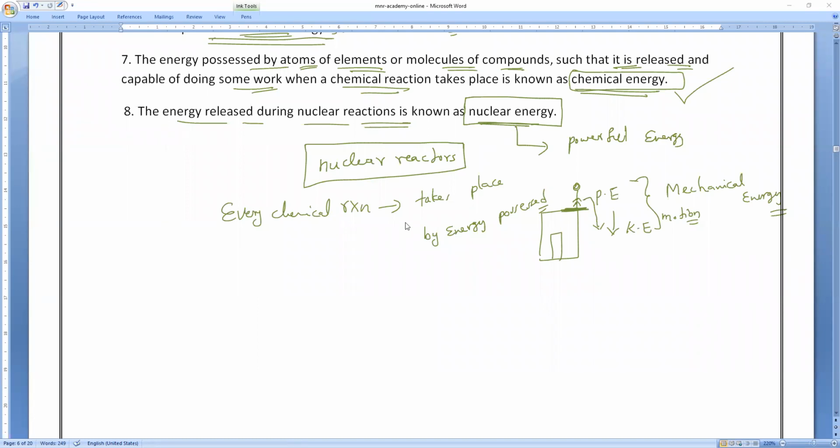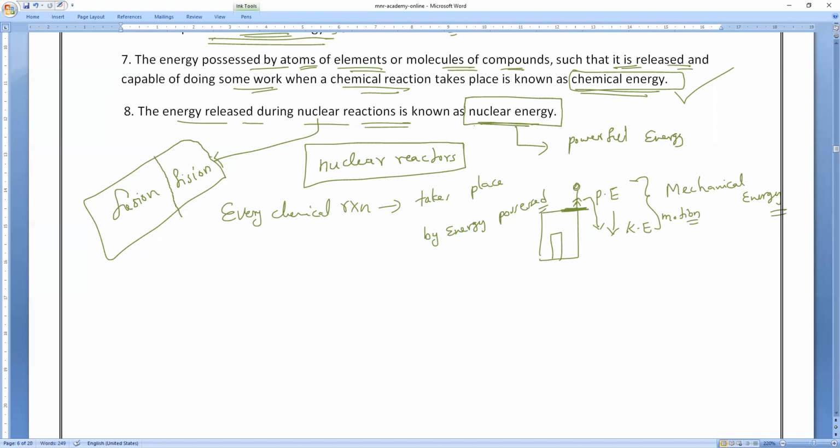Sir, what are nuclear reactions? Two things we can say: one is fusion and another one is fission. I will teach you that when we study the types of energies. So nuclear fission and nuclear fusion are both nuclear reactions. The energy possessed during this time we call nuclear energy.